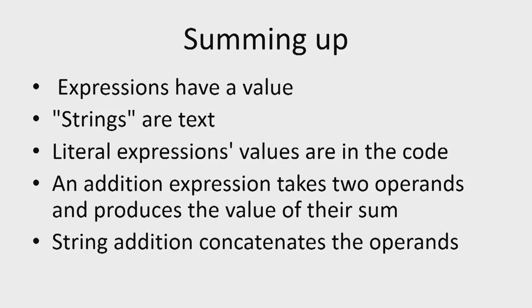Summing up this video, we've seen that expressions are, loosely speaking, things that have values. That we call bits of text strings for no apparently good reason. That literal expressions are expressions whose values appear directly in the code. We've seen integer literals and we've seen string literals. We've seen that an addition expression takes two operands and produces the value of their sum. And we've seen that the addition operator, when given strings, suddenly becomes the concatenation operator, not the numeric addition operator. In the next video, we're going to take a look at statements.